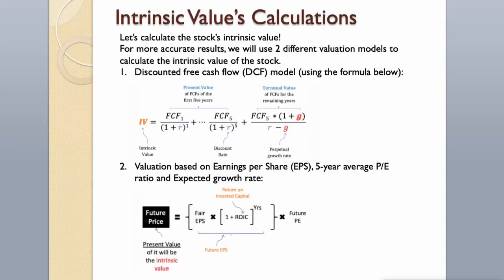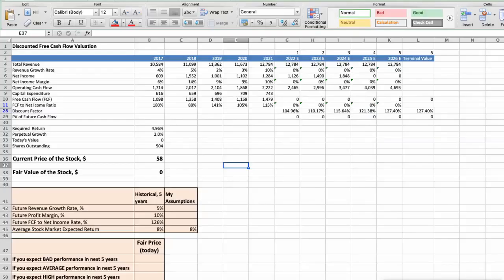Let's calculate the stock's intrinsic value. For more accurate results, we will use two different valuation models. Discounted free cash flow model, using the formula below, then valuation based on earnings per share, 5-year average P/E ratio and expected growth rate. First model. Discounted free cash flow valuation.